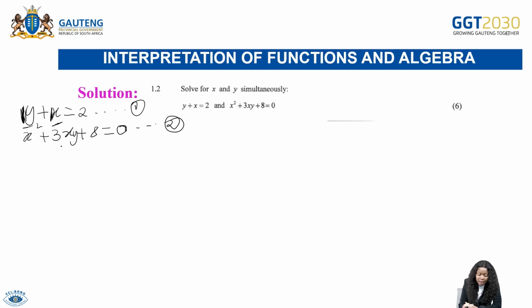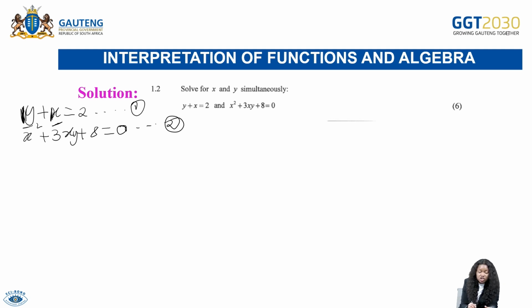Again here, if I make x or y the subject of the formula, I'll have to divide by x or divide by y to make either x or y the subject of the formula. So it means equation 2 is out because it is complicated. We always run away from ending up with a square root or ending up with a fraction.